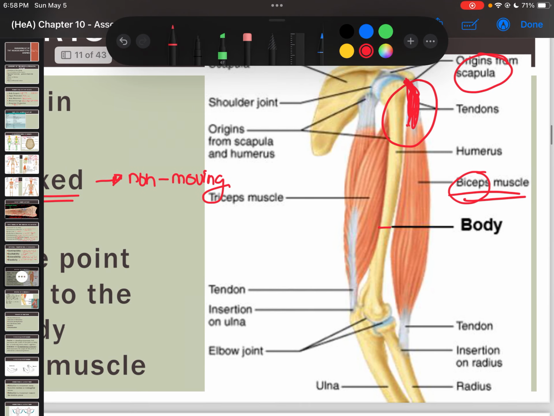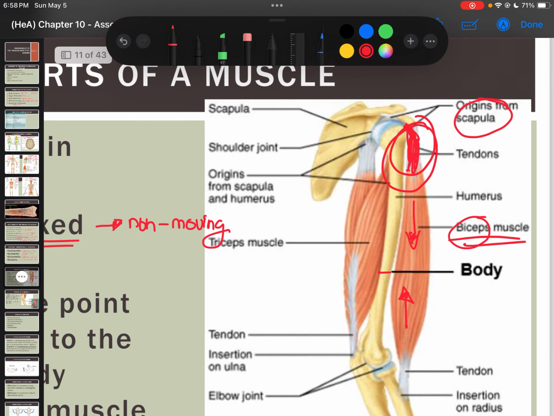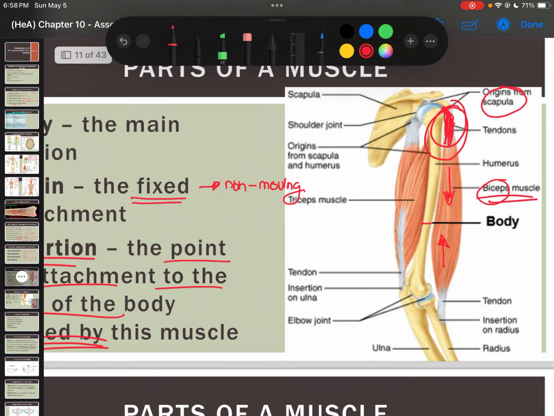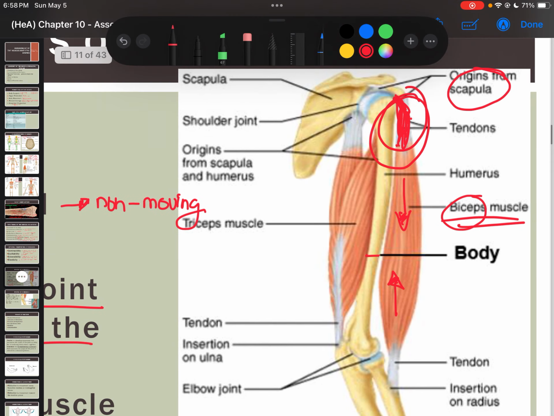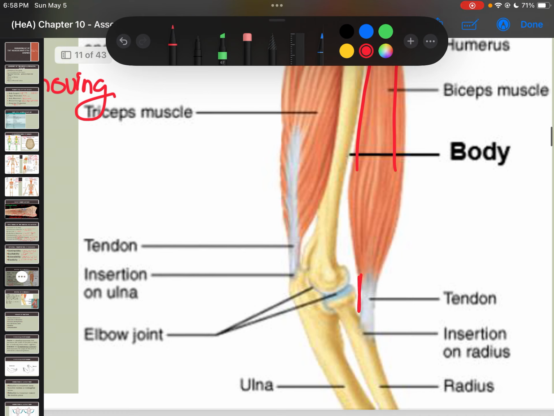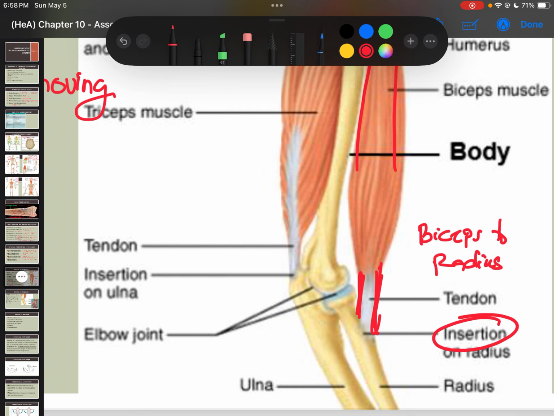The reason why it is non-moving is that when this muscle contracts, this one will not move. It stays in that area. Whereas we have what we call an insertion. It is the point of attachment to the part of the body moved by this muscle. This is our body. This one here, the tendon that connects the biceps to the radius, is an example of an insertion.